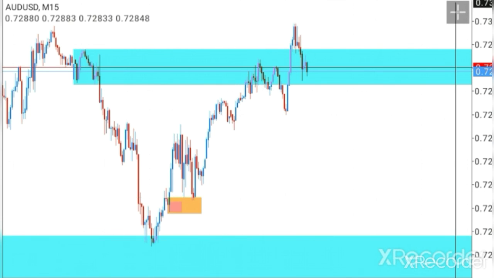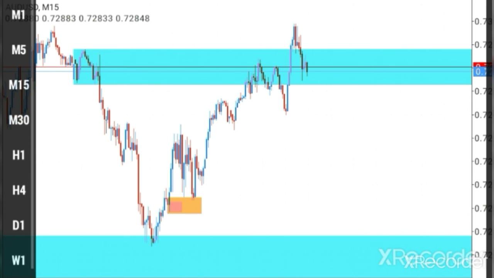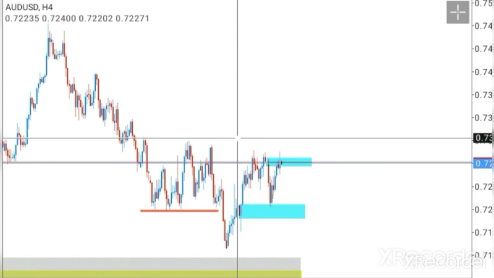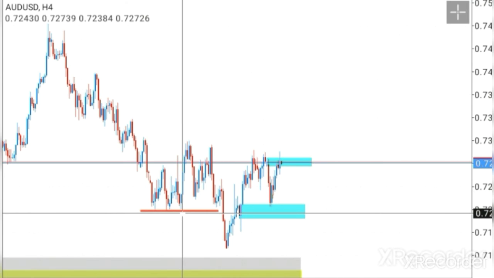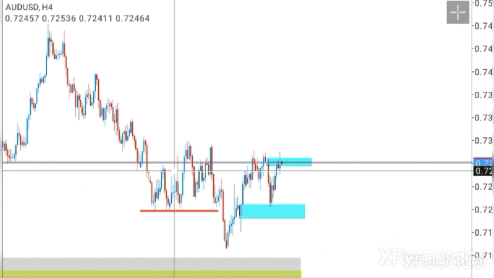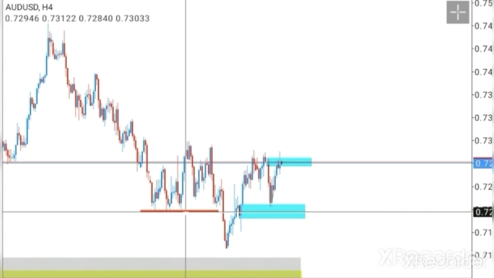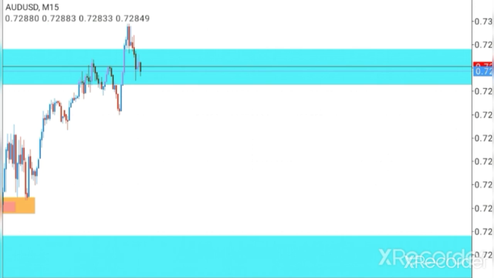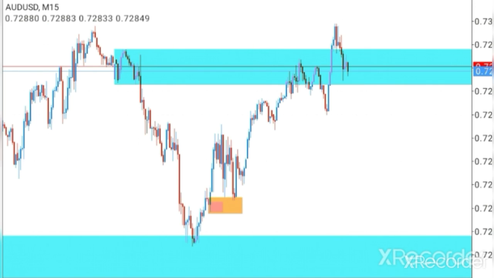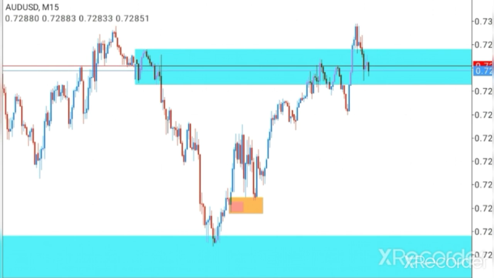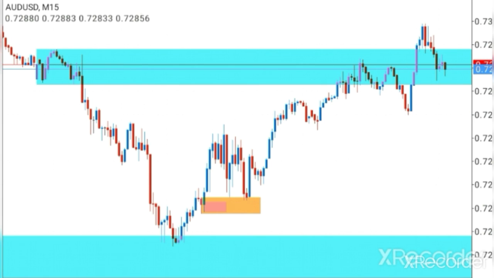Okay, let's go back to that 4-hour for you to be sure that what I'm telling you is right. This is your 4-hour OB that we are talking about. Now, as price moved up and came back to that OB, immediately it touches the OB, you scale down to the lower time frame of your choice. In this case, we scale down to 15 minutes. And look at what happened here on 15 minutes. Let me make it bigger for you to see. Now, look at it.